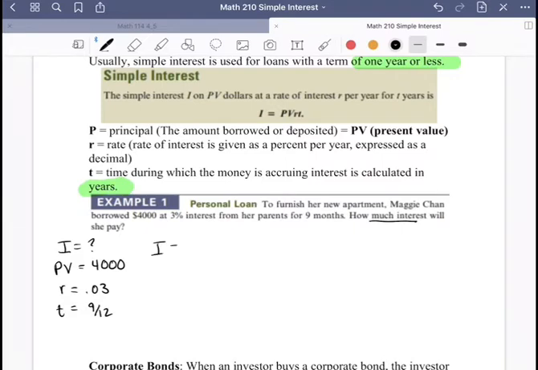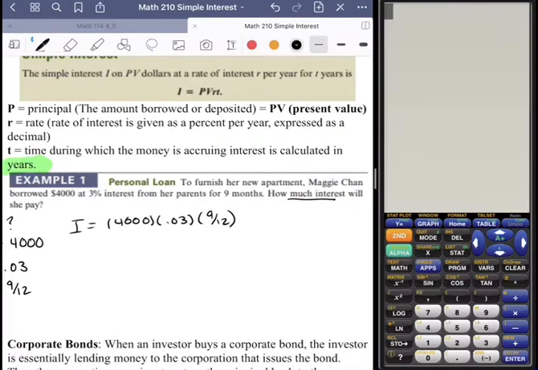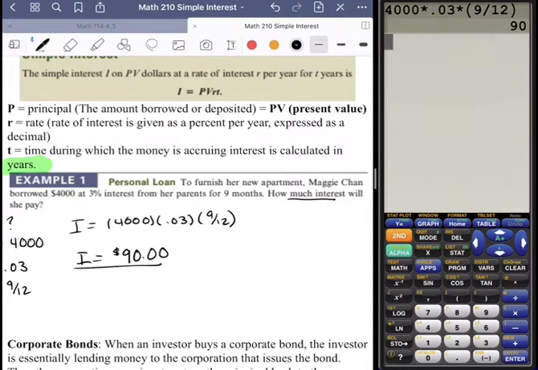So I have interest equals 4,000 times 0.03 times 9 over 12. Let's clear that. So it's 4,000 times 0.03 times 9 out of 12. Close it. And that comes to 90. So I equals $90. Notice how I'm using 2 decimal places. Why? Because our money system goes to 2 decimal places as well.